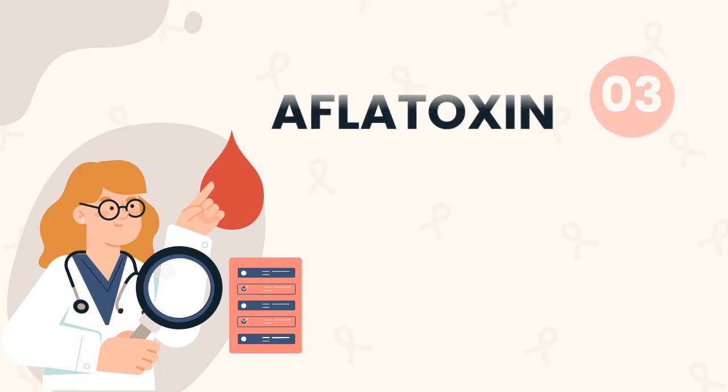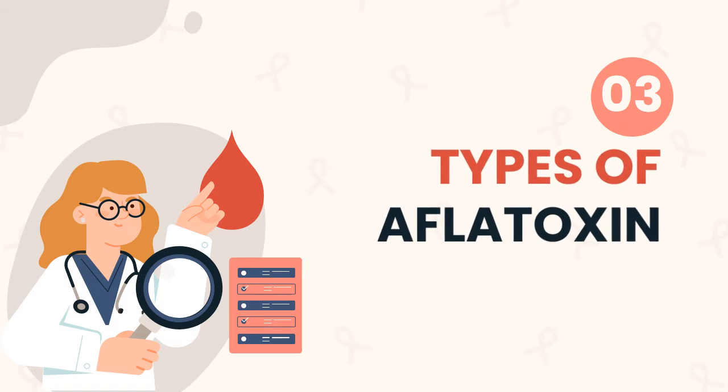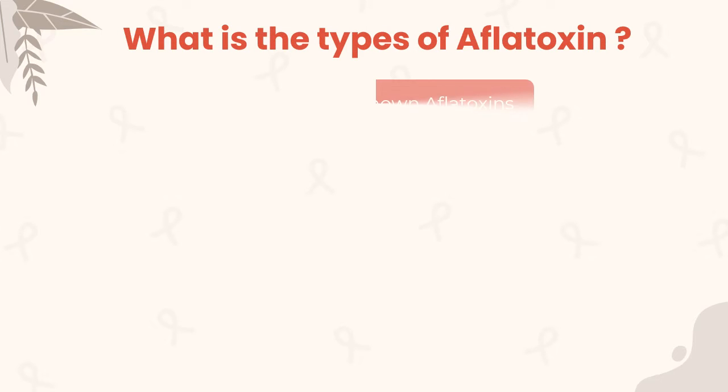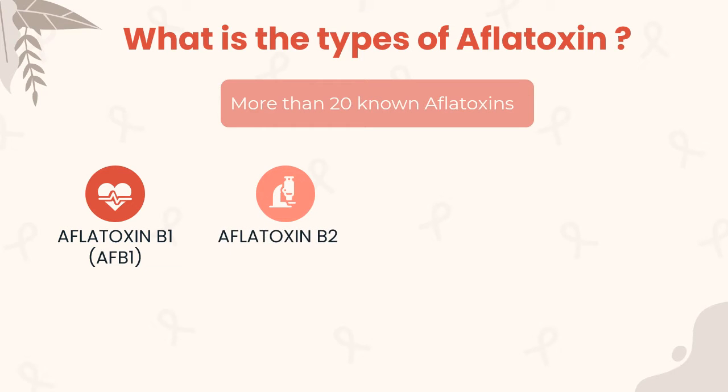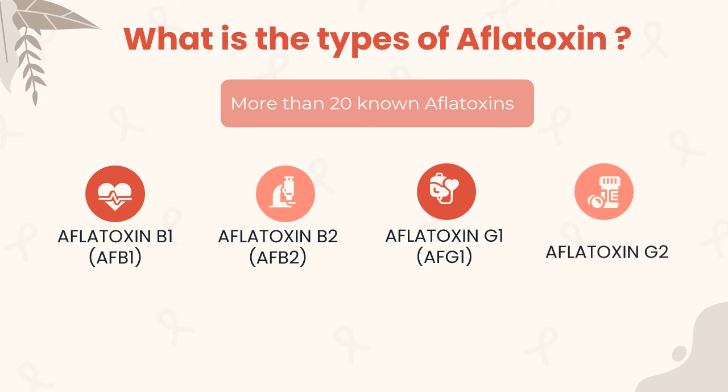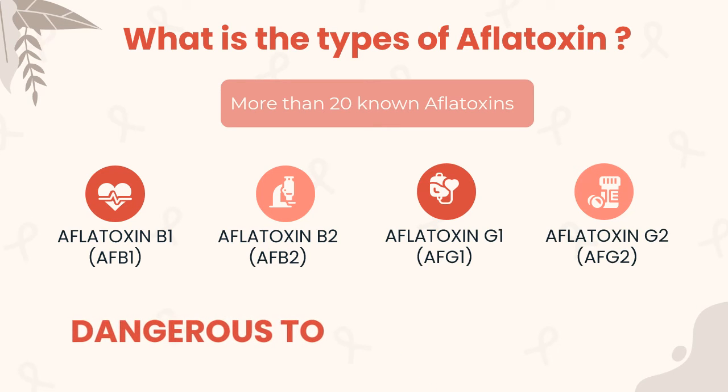Let us now look at the different types of aflatoxin. There are more than 20 known aflatoxins, but the four main ones are aflatoxin B1, aflatoxin B2, aflatoxin G1, and aflatoxin G2. The B types are produced by Aspergillus flavus, while the G types are produced by Aspergillus parasiticus. These major aflatoxins can poison the body through respiration, resulting in overactivation of the inflammatory response. These four types are particularly dangerous to humans and animals, as they have been found in all major food crops.